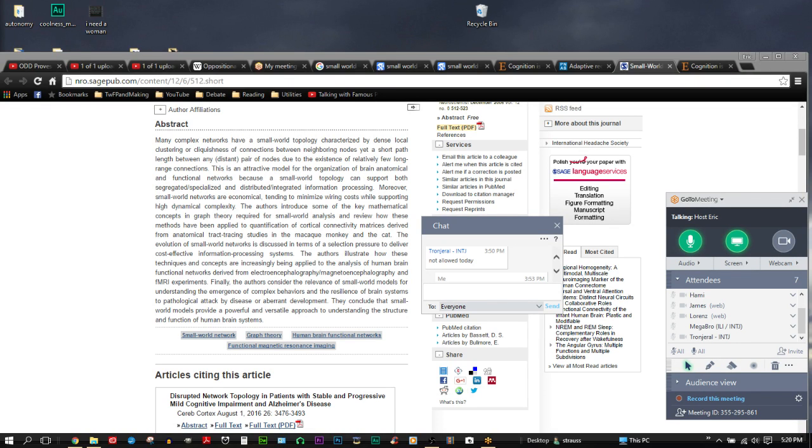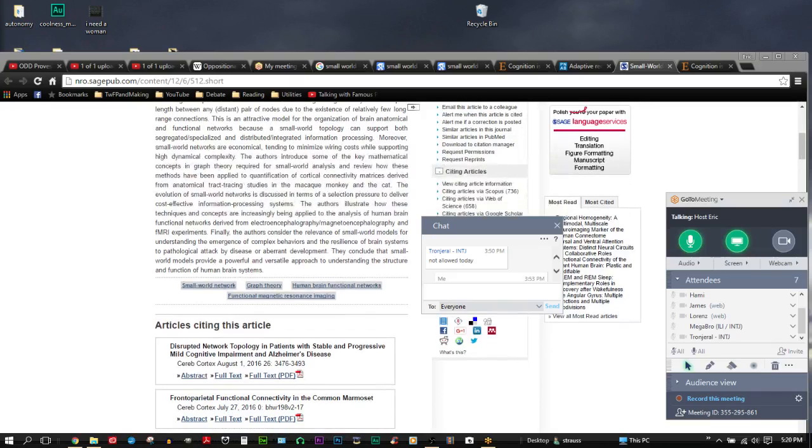The authors introduce some of the key mathematical concepts in graph theory required for small world analysis and review how these methods have been applied to quantification of cortical connectivity matrices derived from anatomical tract tracing studies in the macaque, monkey, and the cat. They did this, it was a behavioral observation study. The cat and the monkey were playing a game of Parcheesi, and that's how they determine these things.